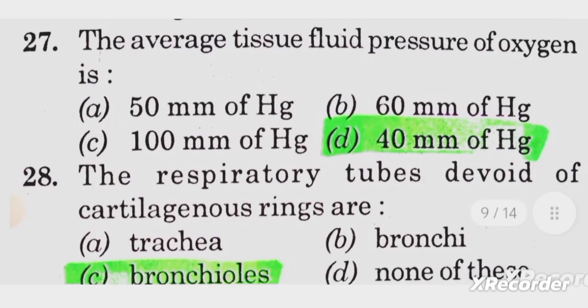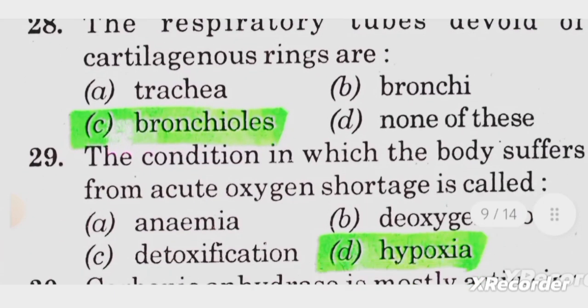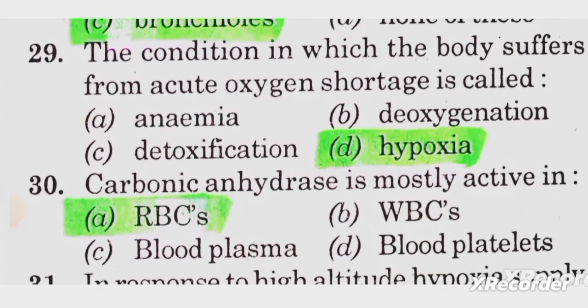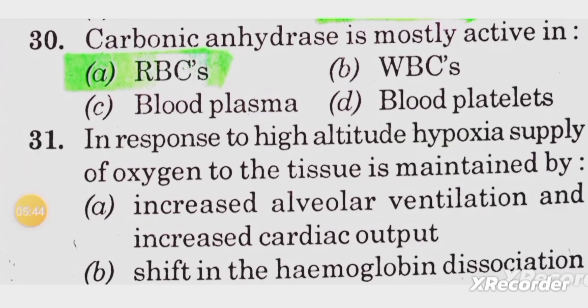Next. 27. The average tissue fluid pressure of oxygen is answer D, 40 mm of Hg. 28. The respiratory tubes devoid of cartilaginous ring are answer C, bronchioles. Next. 29. The condition in which the body suffers from acute oxygen shortage is called answer D, hypoxia. Next. 30. Carbonic anhydrase is mostly active in answer A, RBCs.